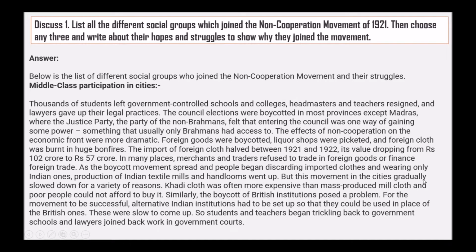But this movement in the cities gradually slowed down for a variety of reasons. Khadi cloth was often more expensive than mass-produced mill cloth and poor people could not afford to buy it. Similarly, the boycott of British institutions posed a problem. For the movement to be successful, alternative Indian institutions had to be set up so that they could be used in place of British ones. These were slow to come up, so students and teachers began trickling back to government schools and lawyers joined back work in government courts.